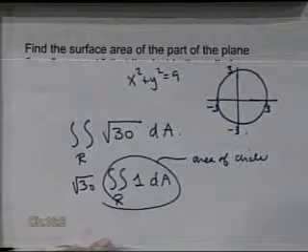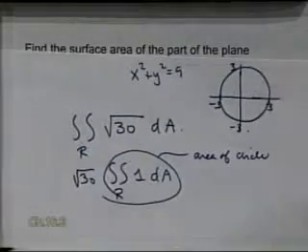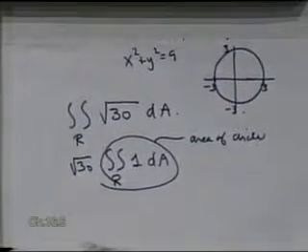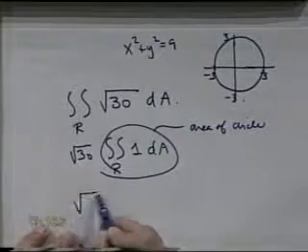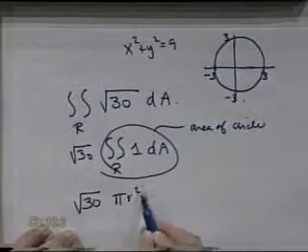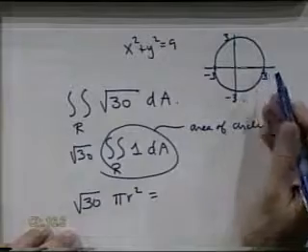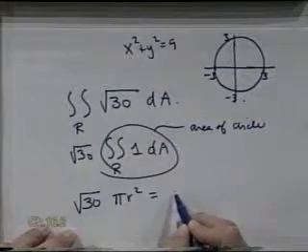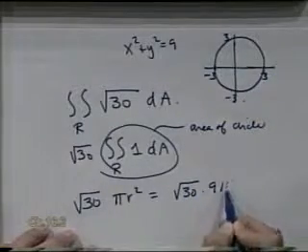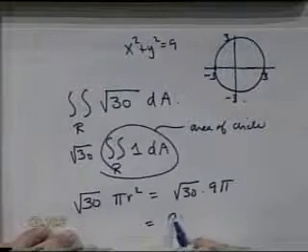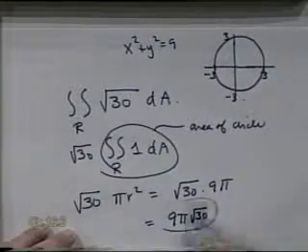We could have done this in polar coordinates and been real pleased and all that, but why bother? I think I know what the area of a circle is. It's pi r squared. And the radius of that circle is 3. So it's square root of 30 times 9 pi, or I guess your book likes to write it as 9 pi root 30. Do you follow what I just did?